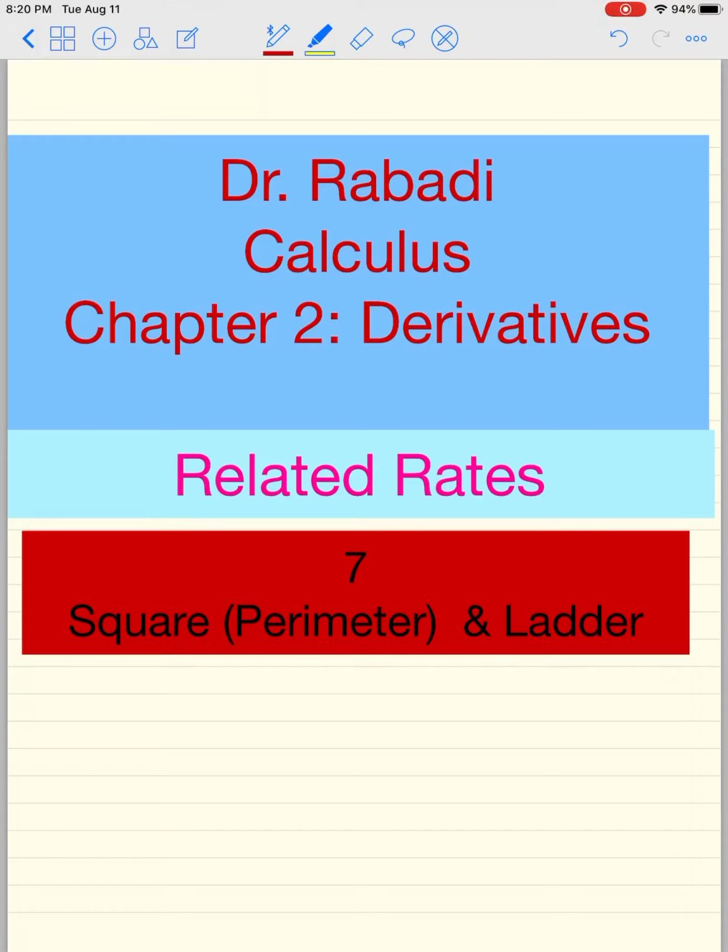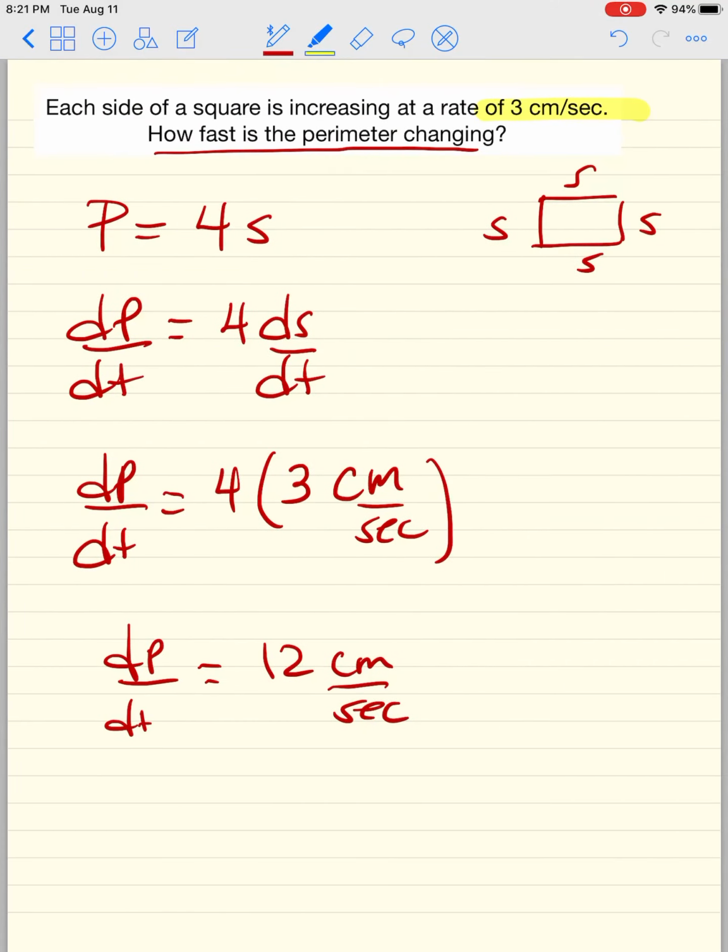Hey guys, welcome back. This is our 7th video, and there's going to be two problems on this video just because one of them literally takes less than a minute to do. So I'm going to do a square problem that has to do with the perimeter changing, and I'm going to do a ladder problem, which is equivalent to some video that we did in the past, which I believe is video 3. Okay, so let's get to it.